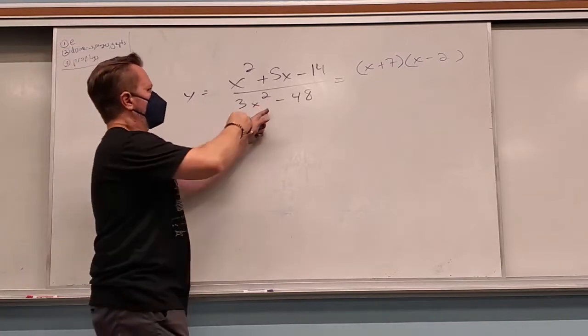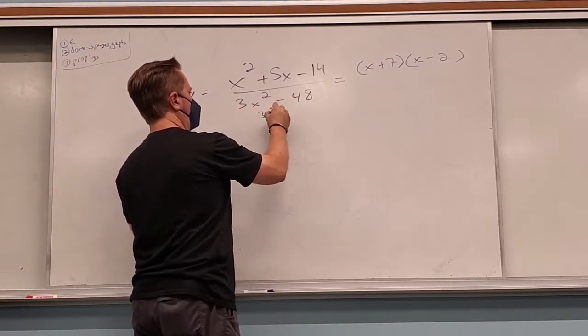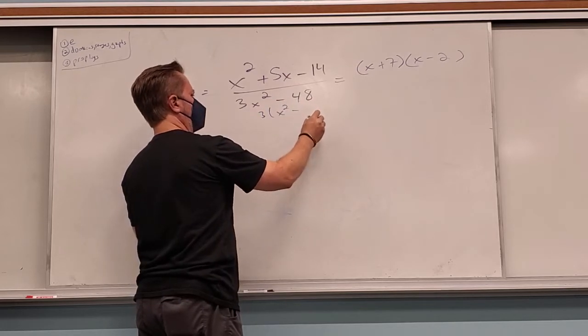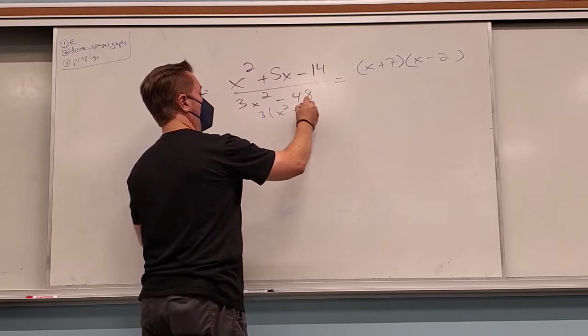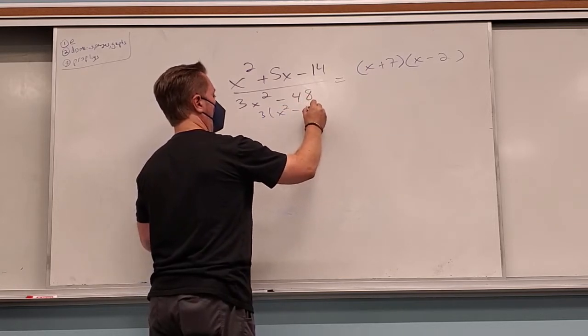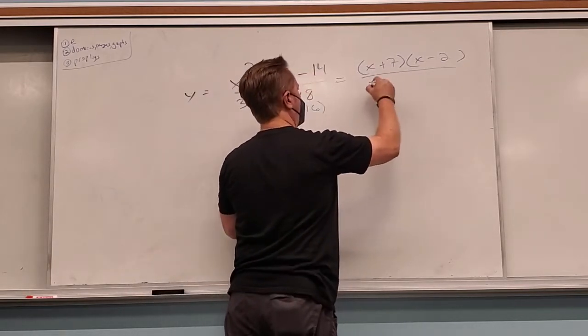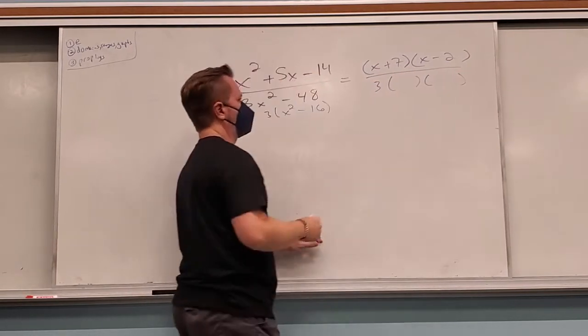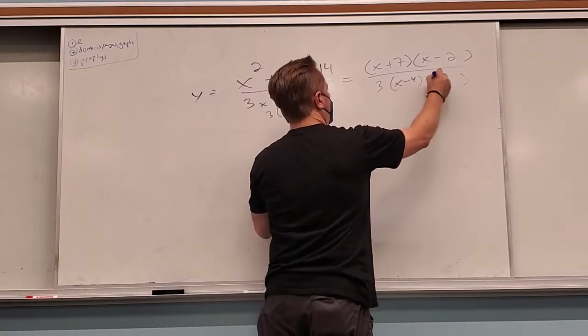How do I factor the bottom? What comes out? 3, so what would be left? 48 divided by 3 is 16, and how do you factor x squared minus 16? Yeah, x minus 4, x plus 4.